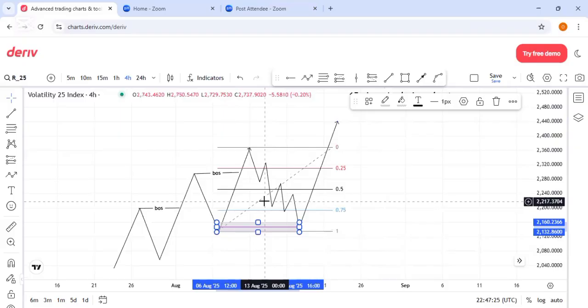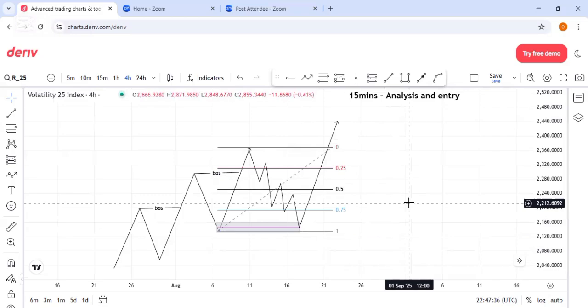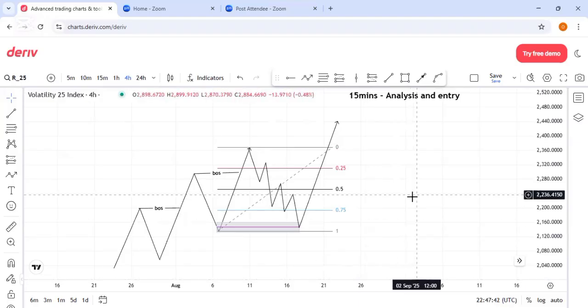You wait for that 4 hour to mitigate. That is probably going to tell you that you might be taking one or two trades in a week, or even sometimes one, two, or three trades in 1 month, right?